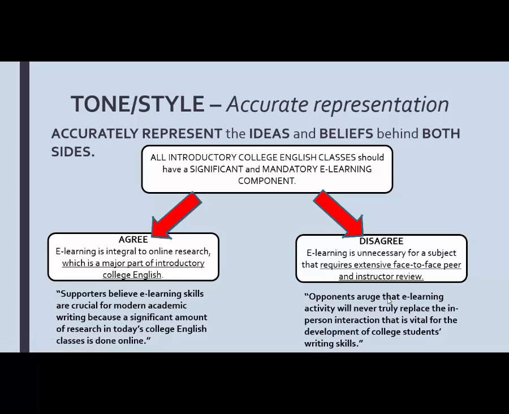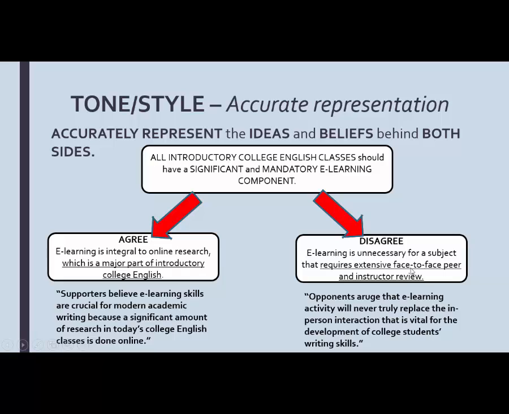Look what we've done over here to the disagreeing side. Their reasoning is e-learning is unnecessary for a subject that requires extensive face-to-face peer and instructor review. So we start off with our opponents argue. Opponents argue that e-learning activity will never truly replace the in-person interaction that is vital for the development of college students' writing skills. Here, what we've done is we've emphasized the difference between e-learning and in-person interaction. We see that in-person interaction is irreplaceable. You can't replicate it in an online platform.